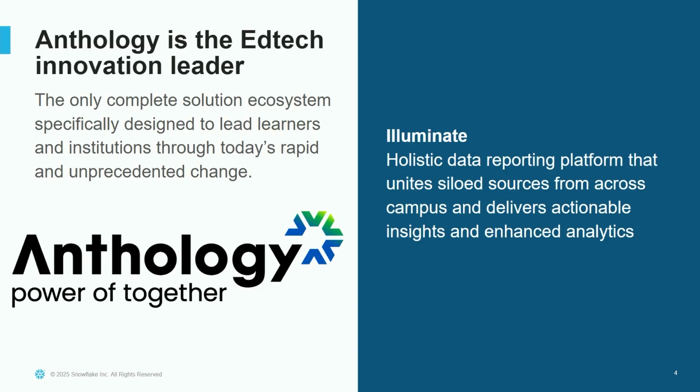So we have a whole ecosystem of products across the university life cycle, whether that's admissions and recruiting, course learning management systems, student affairs, course evaluations, and all the way through to alumni outreach, fundraising. And sitting over all of that, we have Illuminate, which is our holistic data reporting platform to unite the siloed sources of data from across campus.